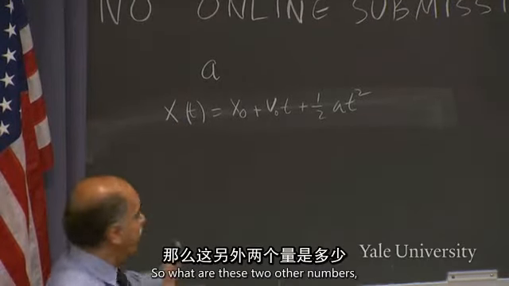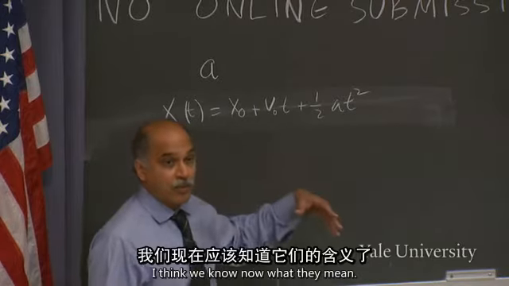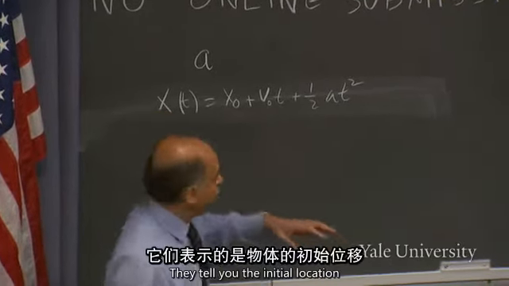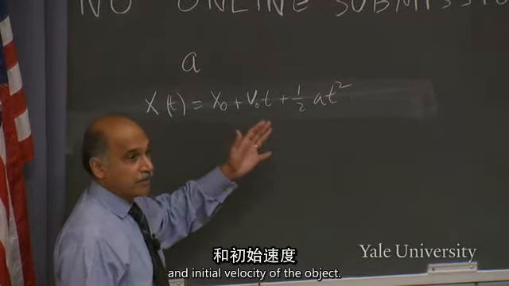So what are these two other numbers, x0 and v0? I think we know now what they mean. They tell you the initial location and initial velocity of the object.